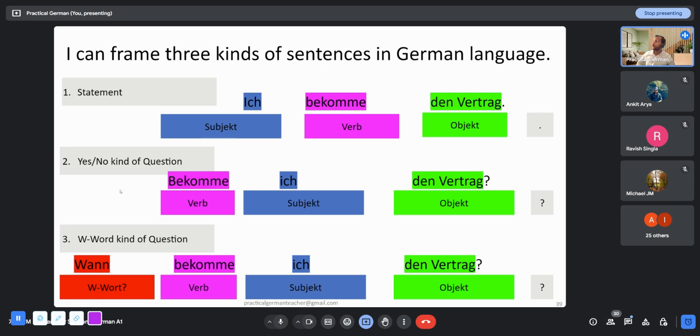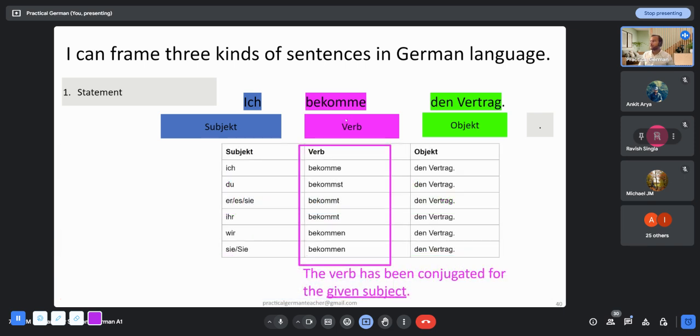Then if you want to convert a yes or no kind of question into a w kind of question, you just take the yes or no question and place the w word before it. Wann bekomme ich den Vertrag? When do I get the contract, or when am I getting the contract? If you want to say how, you will have to say Wie bekomme ich den Vertrag? So these are the three kinds of sentence structure that you need to know.